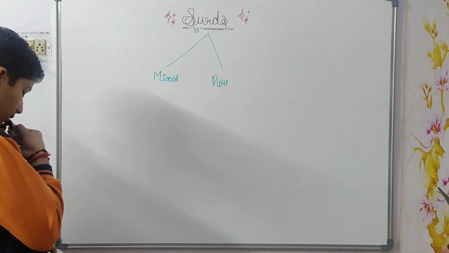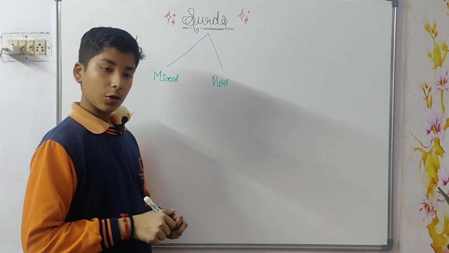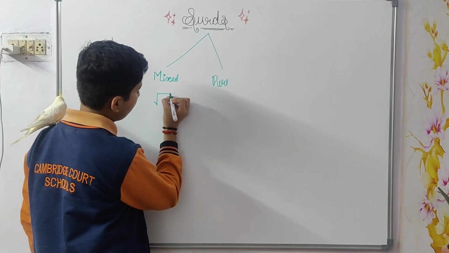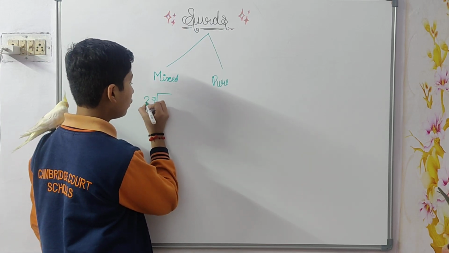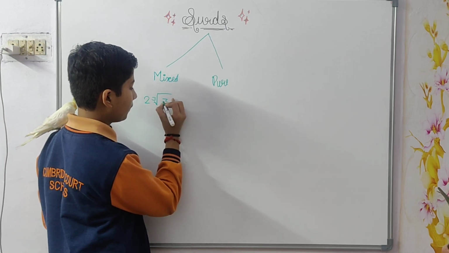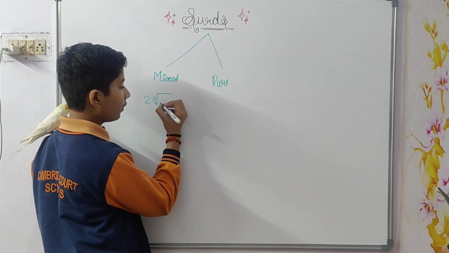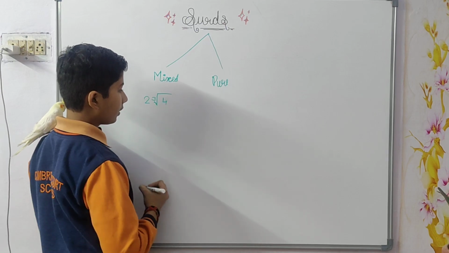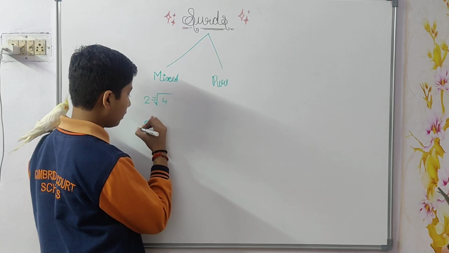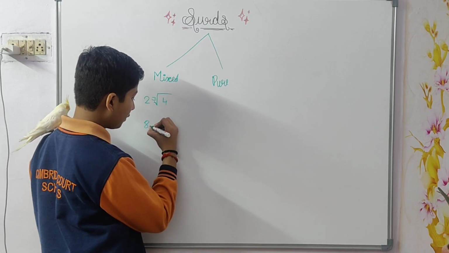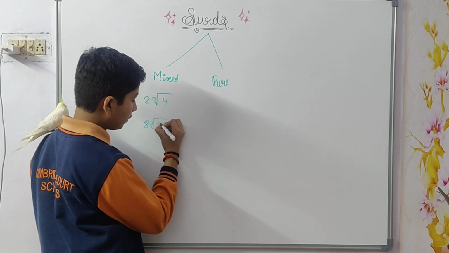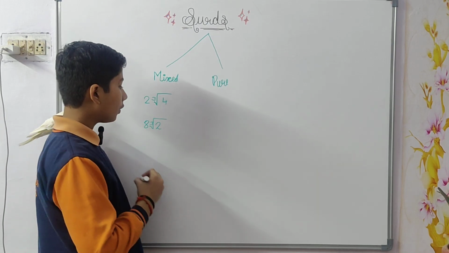See friends, now if I give you a cube root example, then it will be applied same. 2 into cube root of 3. Wait, 2 into cube root of 4 I will take. Now 8, yes, 8 into cube root of 2. 8 into cube root of 2.